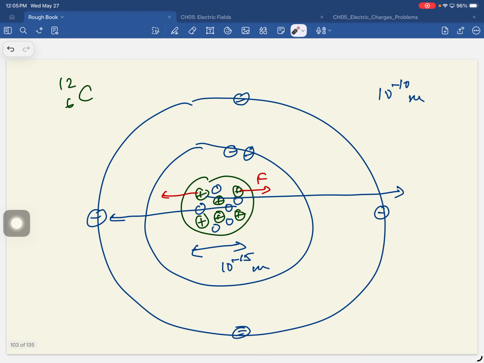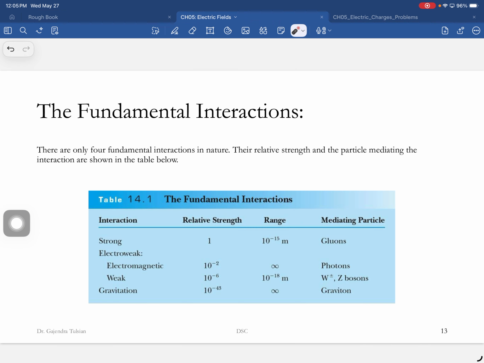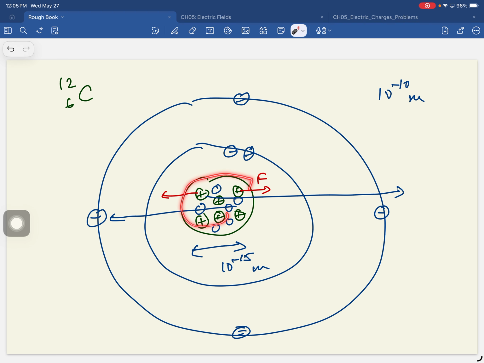Now here's the next deal. This gives you the range of the forces, and for the strong force, the range is 10⁻¹⁵ meters. What does that mean? If you have 2 protons, and they're further than 10⁻¹⁵ meters apart, then the strong force goes to 0. It only acts in that range. So now you understand why all nuclei are that size, because all those particles have to be that close to be held together. If this proton was here, then he would be popping out.